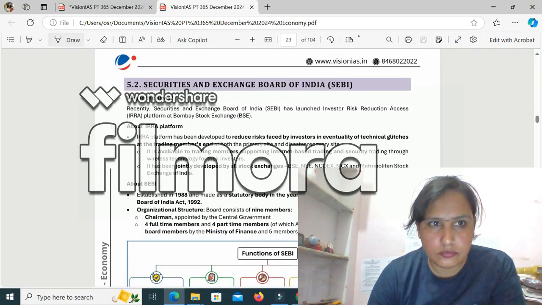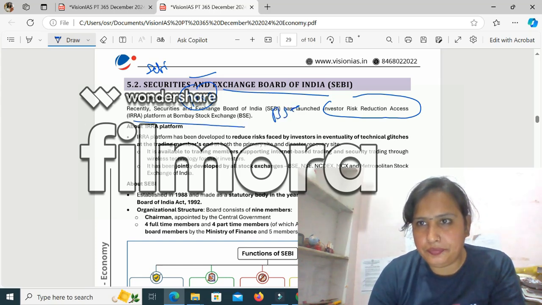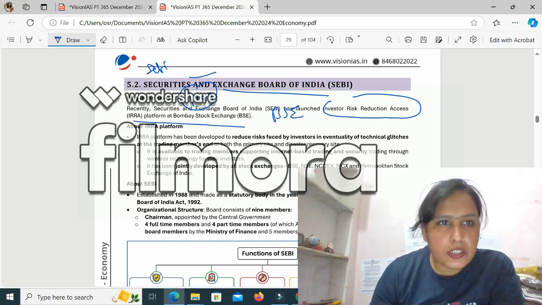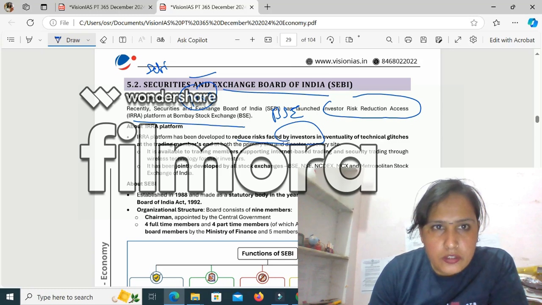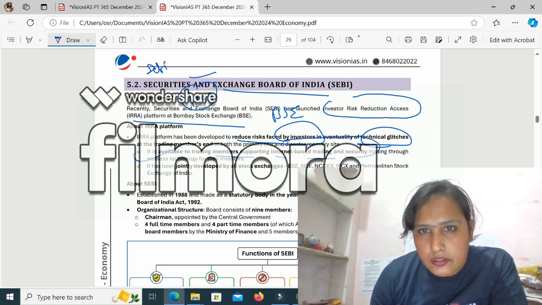So I'm discussing SEBI. SEBI is the Securities and Exchange Board of India, established in 1988, and it works as an investor risk reduction access platform. This is working with the Bombay Stock Exchange. This platform reduces the risk to the investor, and also technical glitches. It is available to trading members, supporting internet-based trading and securities.